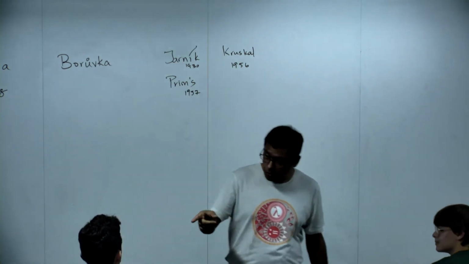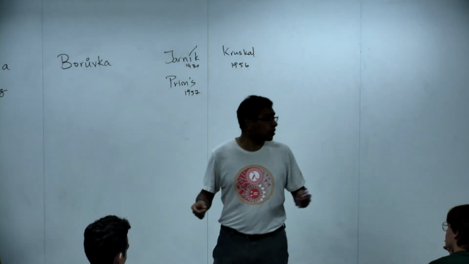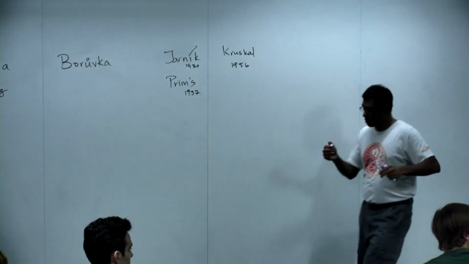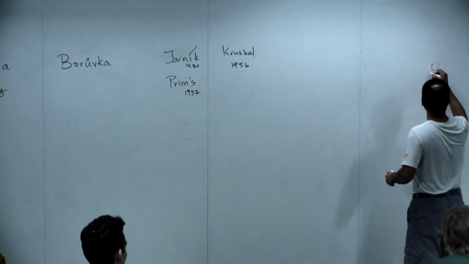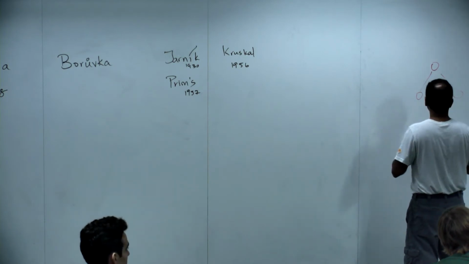Anyone, do you have a graph? Who has a graph? Give me a graph. A triangle. Okay, hold on. A triangle, where the edges are undirected and all have weight 1.